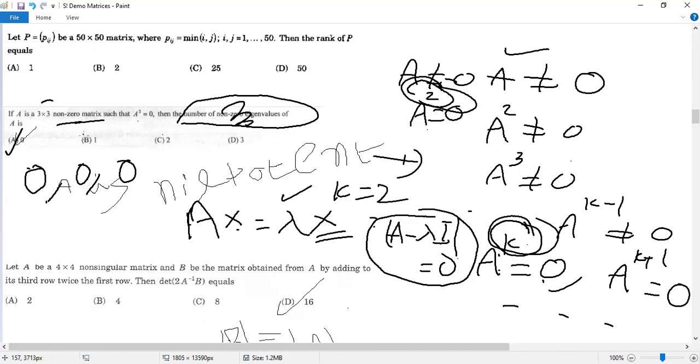Some students may answer 1. Why do they answer 1? Because they think, since the index is 2 and the order is 3, maybe the number of non-zero eigenvalues is n minus k. From where they get that intuitive idea, we don't know. But generally students get that intuitive idea in the examination hall. So they write 3 minus 2, 1. Therefore, they think 1 is the correct one, which is incorrect. All eigenvalues are 0 for the nilpotent matrix. So how many non-zero are there? There is no non-zero at all. No non-zero means 0. 0 non-zero eigenvalues.